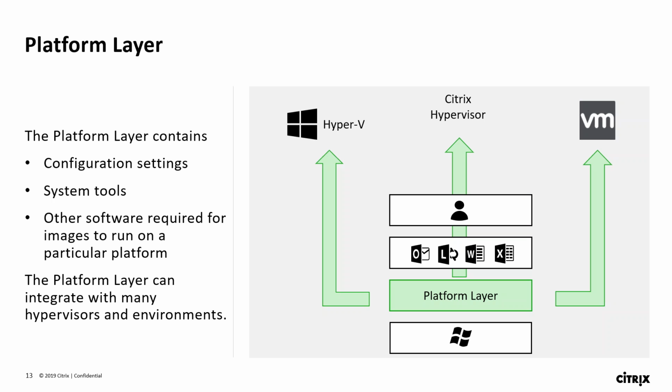In our platform layer, we make adjustments for where that system is going to be running. All deployments then would use the same base layers no matter where they're running. The platform layer can integrate with many different hypervisors and environments, and in each of these deliver the appropriate hypervisor tools and management tools like the Citrix VDA, Citrix PVS target device software, and so on, all without changing the OS or app layers. And so that's what the platform layer is.